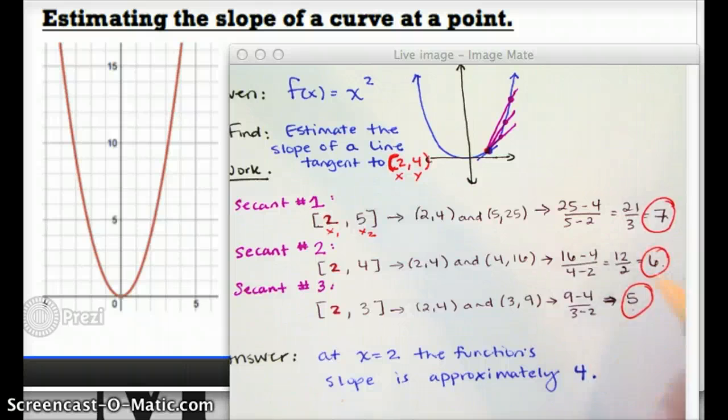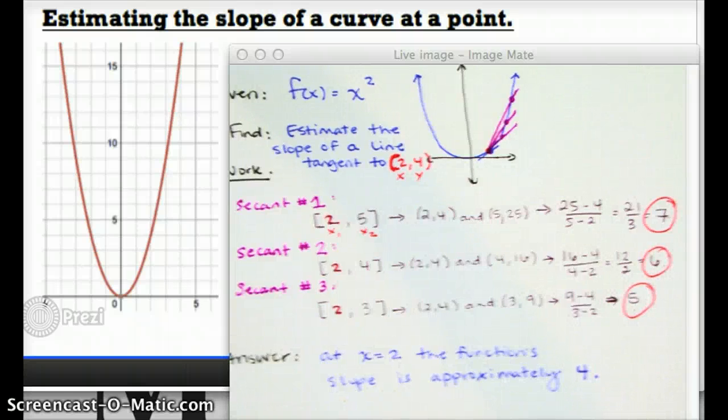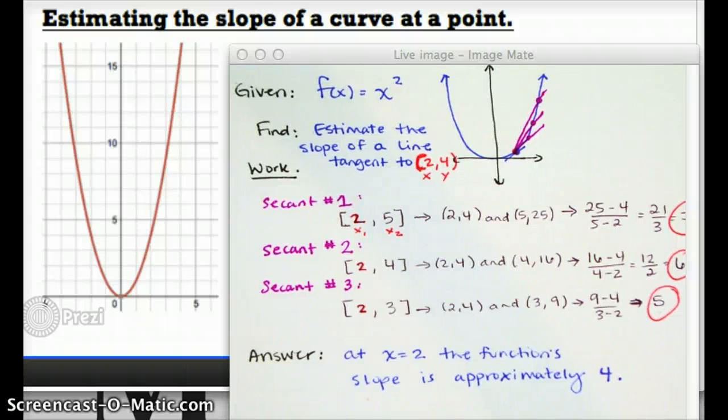And this is a really nice example, and I feel pretty good about that estimate, but it would be really nice if we didn't have to estimate. I wonder if there's a way to be exact about this process.